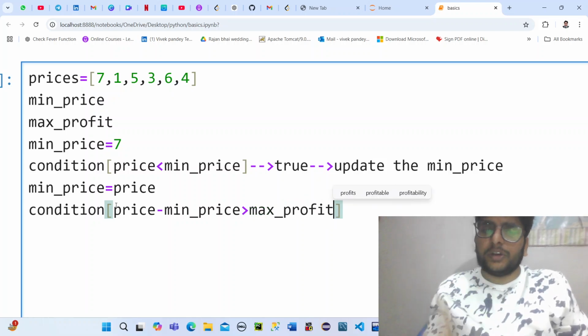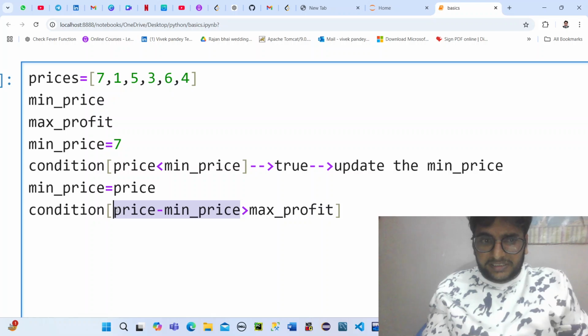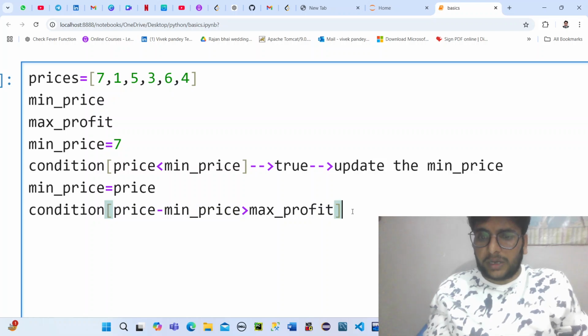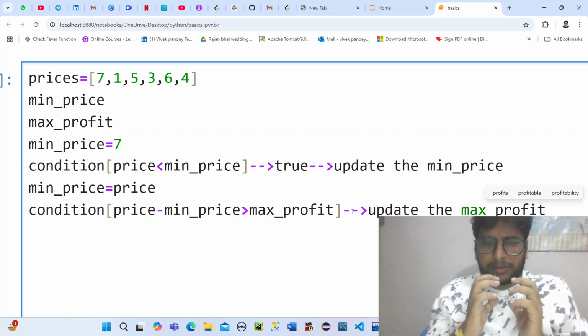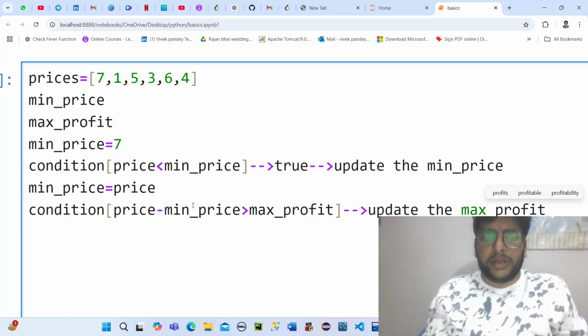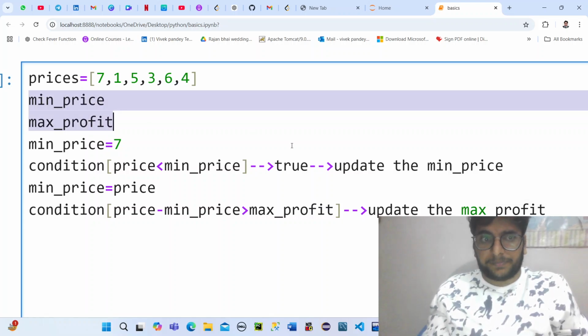If it is like max profit, initially we need to give a number. If this condition is true, then what we need to do? Update the max profit. So I hope you understood somewhat. Now let's go with the coding so that you can understand better.